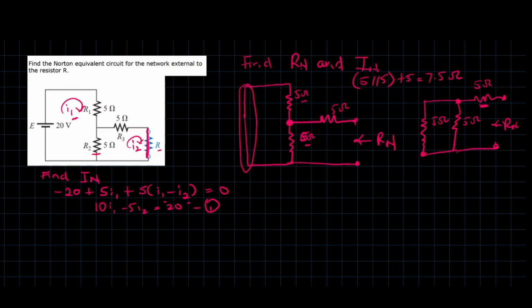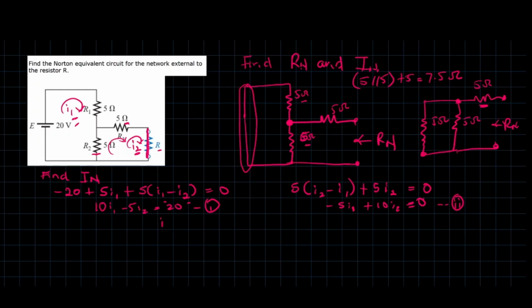And then your second equation is simply going to be 5 I2 minus I1. And then when it comes to this particular 5, because it's going like this, it's going to be plus 5 I2 equals 0. Simplify this: minus 5 I1 plus 10 I2 equals 0. This is your equation 2. These are simultaneous equations. I'm sure we know how to solve them.